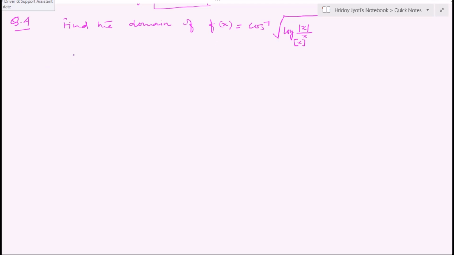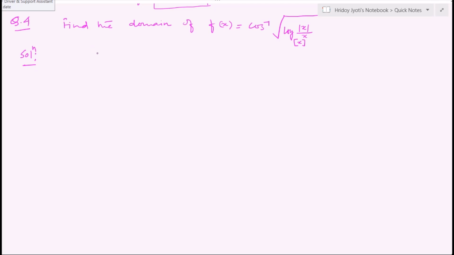Okay, the next question coming up is this. Find the domain of this function f(x) equal to cos inverse of square root of log of modulus of x by x to the base GIF of x. Okay, so the solution to this question goes like this.